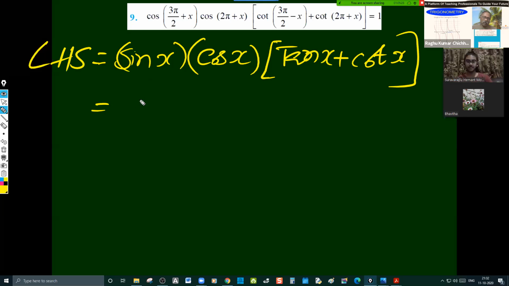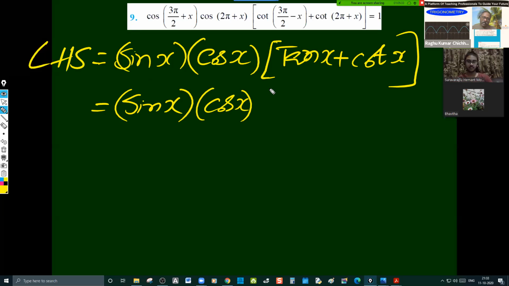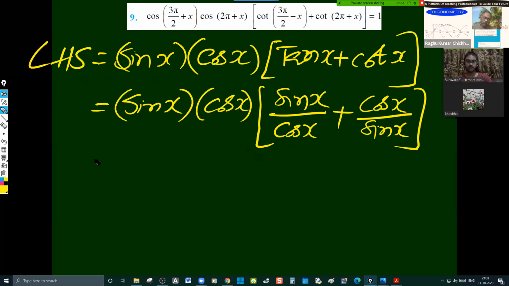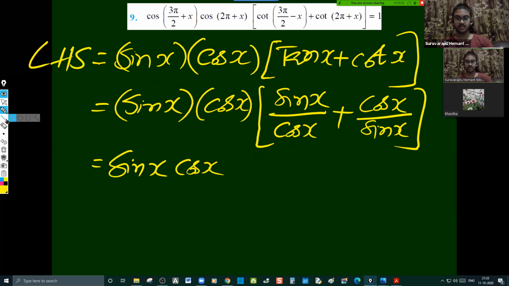So now sin x into cos x. Tell me tan in terms of sin and cos, please. Tan is sine by cos. So it's 1 by sine by cos plus cos by sine. Tell me the LCM there. That's sine square x plus cos square x divided by sine x cos x.